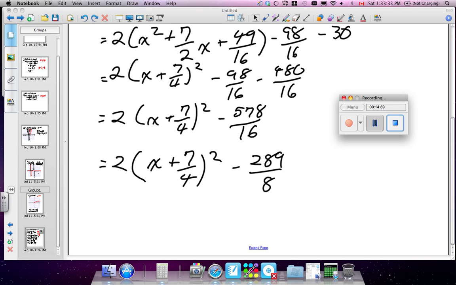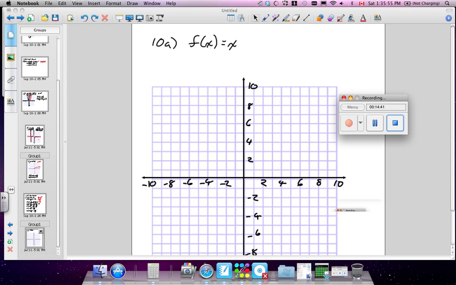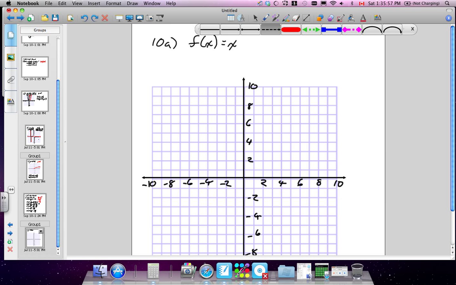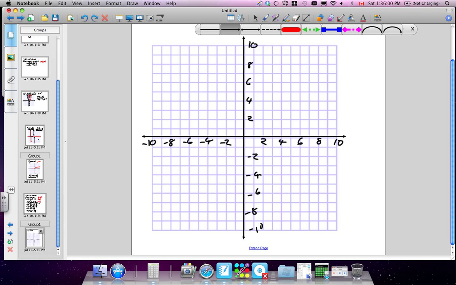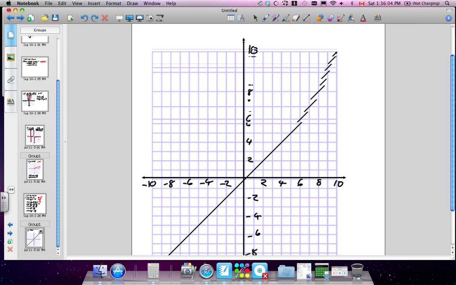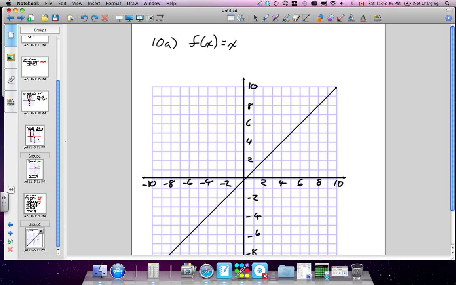That's what you got. So this function, number 10, is essentially just a straight line from corner to corner. So it's a 45-degree angle. That is f of x is equal to x. They want you to translate this line up. What does it say? Up 3 units and to the left 2.